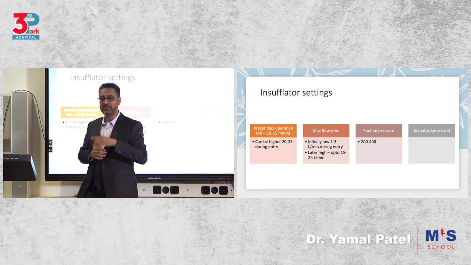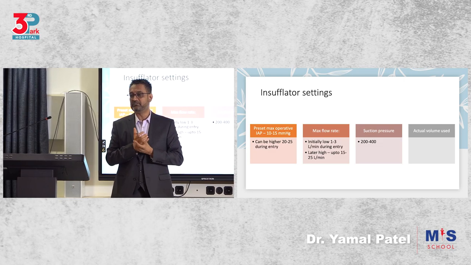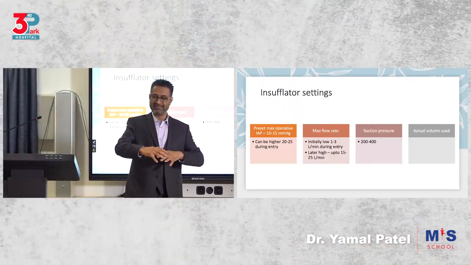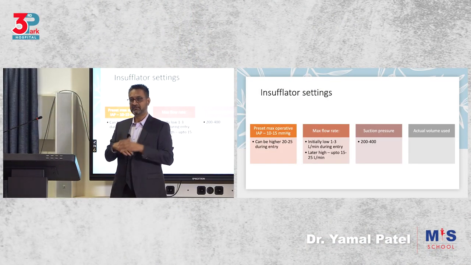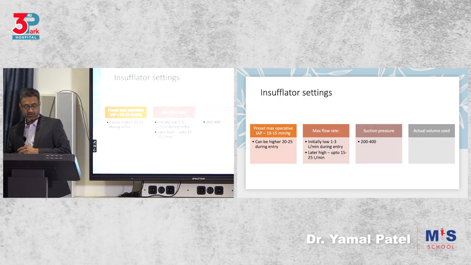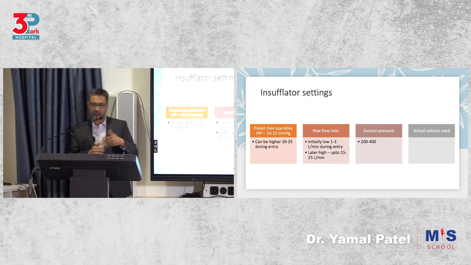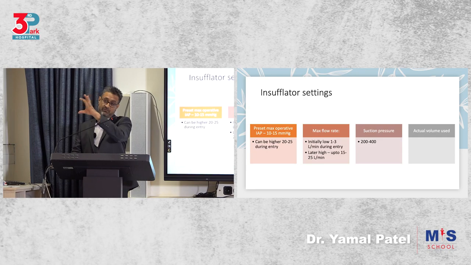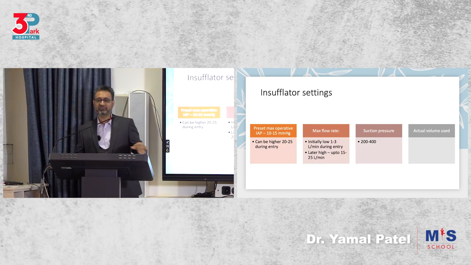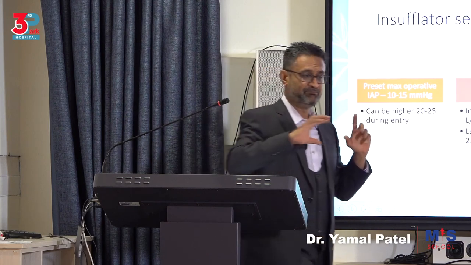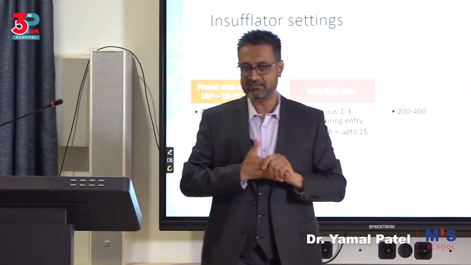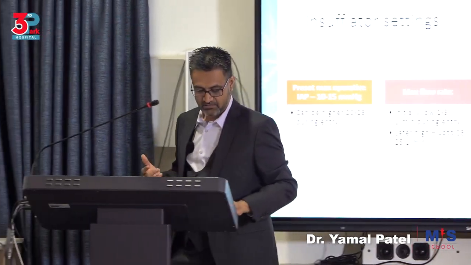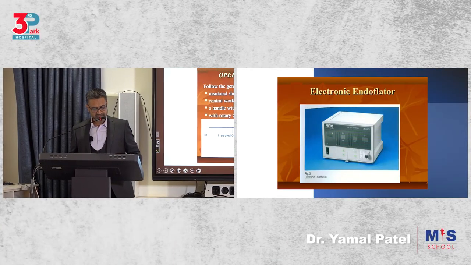If you're operating in obese patients, bariatric, then your operating pressures are up to 18 millimeters of mercury. All right, so these are guidelines that you use and they maintain your abdomen. Got it? So that is your max flow rate. You have suction pressures that are around 0.2 to 0.4 or 200 to 400 depending on the equipment you have. And the actual volume of the gas used should be monitored. It's also written on the side. So those are the four measures that we have in an insufflator. We therefore call it quadrimanometric. So this is the endoflator or insufflator.